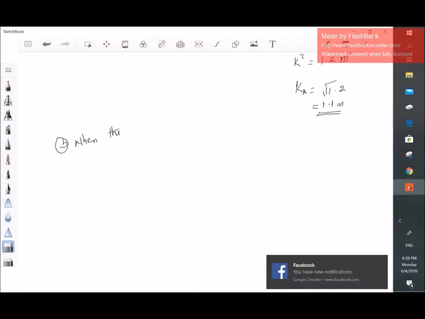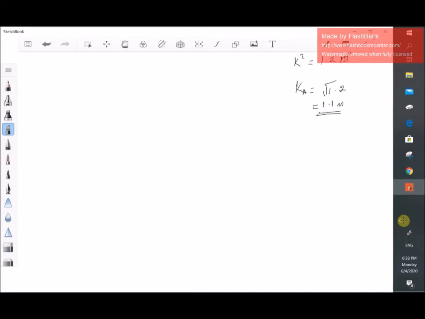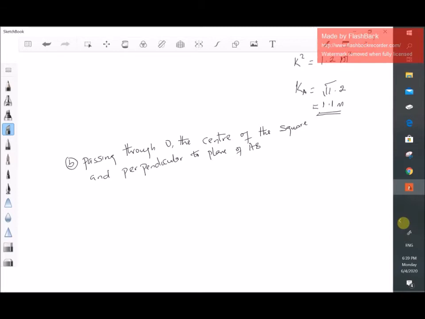Alright guys, so next we are finding the moment of inertia passing through the center of the square and perpendicular to the plane of A, B, C, and D.